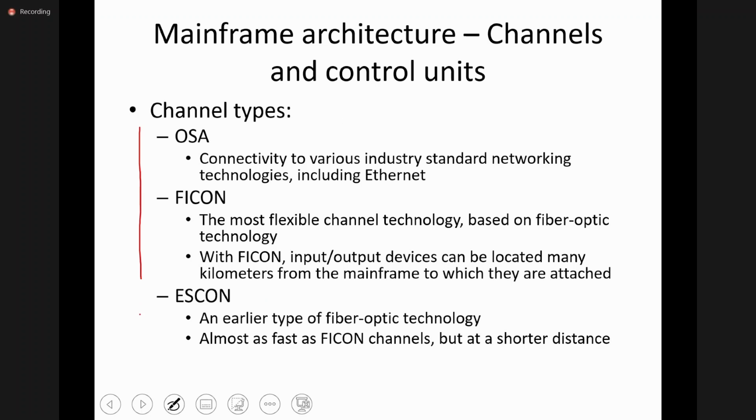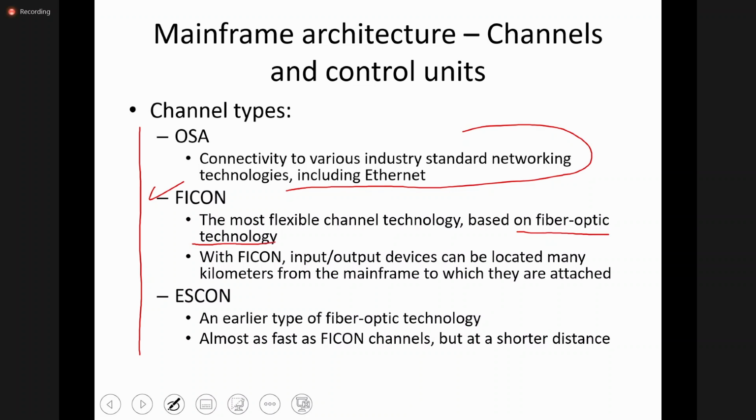Here we have the channel types. OSA connectivity to various industry standard networking technologies including Ethernet. This is the connection method called OSA. The other method is FICON, the most flexible channel technology based on fiber optic technology.